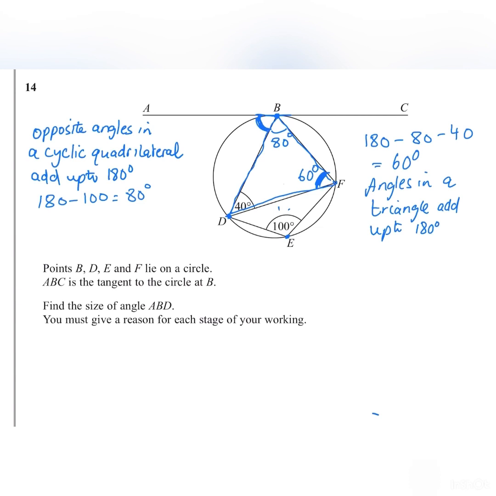So you can write this down, ABD equals 60 degrees because of alternate segment theorem. Okay, so this is the answer and all your reasons for this question.